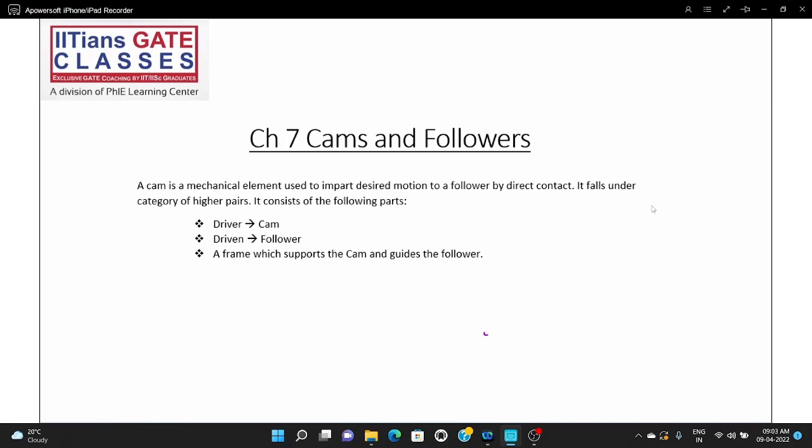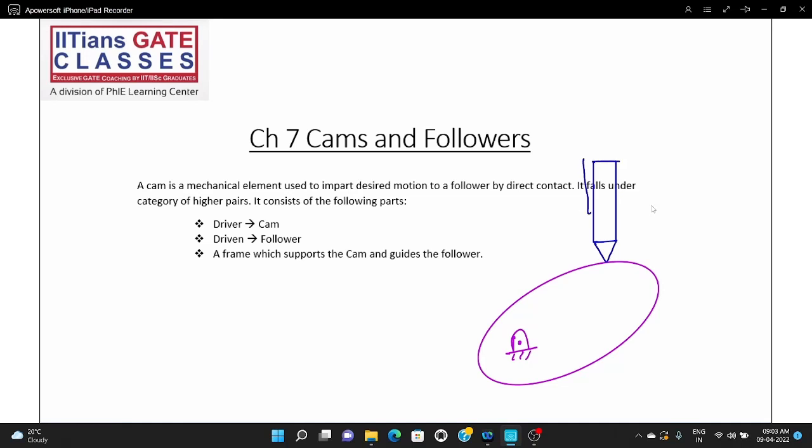So generally you will see an arrangement like this. So this is kind of a cam. It will be hinged eccentrically. So this is the cam, and then you will have a follower, which will be in direct contact with the cam. The follower will not be fixed, but its motion will be constrained.